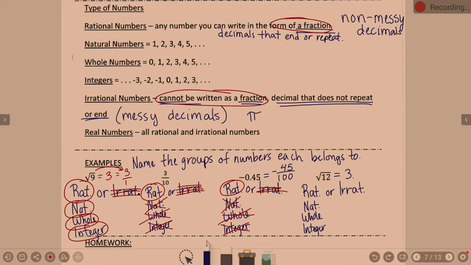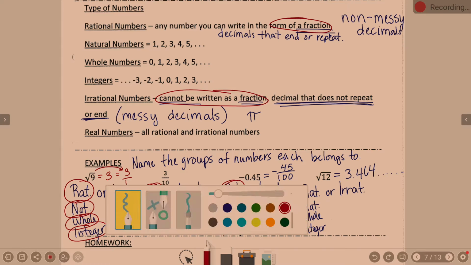Okay, now, here's the deal. We have this 3.464, and does that decimal end when my calculator screen ends? No. It goes on forever and ever and ever. Is it repeating? No. Different numbers. It does not end, and it does not repeat. What category does that fit in? Rational or irrational? Irrational. A decimal that does not repeat or end.